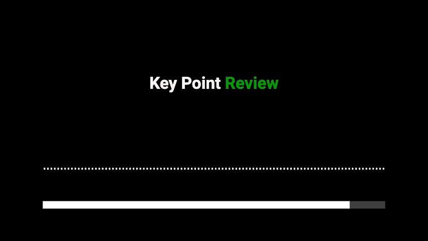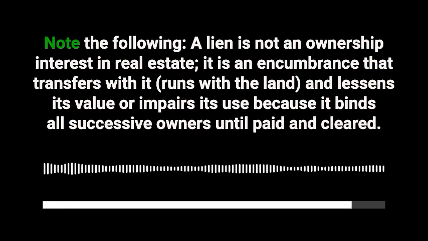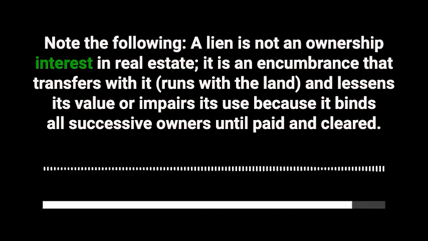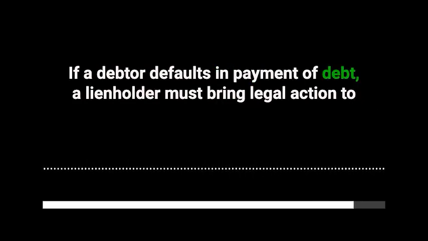Key point review. An encumbrance is a claim, charge, or liability that attaches to real estate and may be one of the following. Lien is a claim of a creditor or taxing authority against the real property of a debtor that is used as security to ensure repayment of the debt. Note the following: a lien is not an ownership interest in real estate. It is an encumbrance that transfers with it and lessens its value or impairs its use because it binds all successive owners until paid and cleared. If a debtor defaults in payment of debt, a lien holder must bring legal action to force the sale of the property or acquire title.